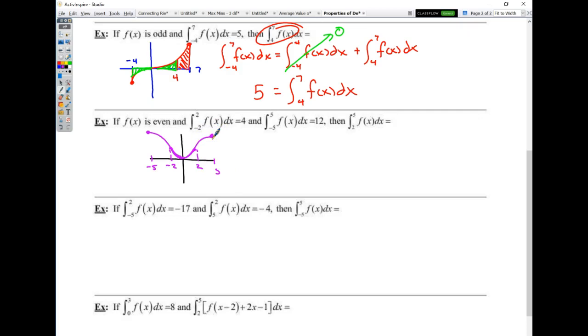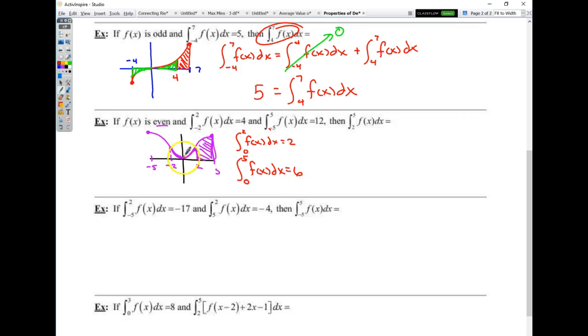So I don't know, maybe it does something like this. And I would like to find the integral from 2 to 5. So I take a look at this, and one of the things that I can note is, because these are even functions, if my integral from -2 to 2 is 4, then I know my integral from 0 to 2 of f of x dx should be 2. Likewise, if my integral from -5 to 5 is 12, then my integral from 0 to 5 of f of x dx will be 6.